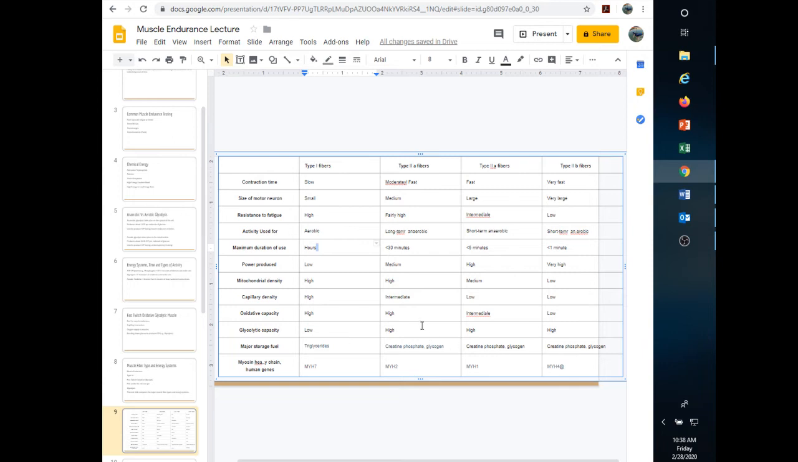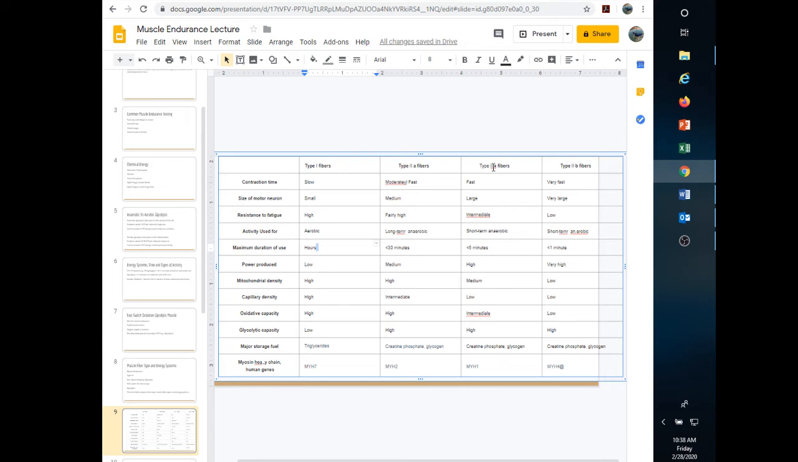Glycolytic capacity, high, because we're breaking down glucose to generate our ATP. Creatine phosphate and glycogen are our major fuel sources. So we're running off the immediate source of ATP, breaking it down. That's why if you supplement with creatine, it will have an effect on these muscle fibers and give you a little bit more endurance, but we don't know the long-term impact of that. Glycogen, breaking down glucose, and then there's the genes.